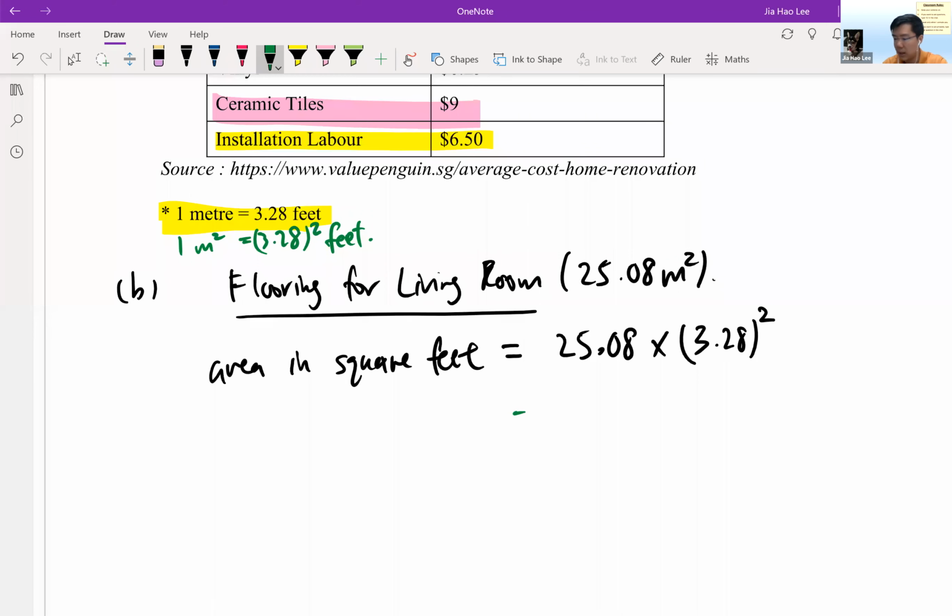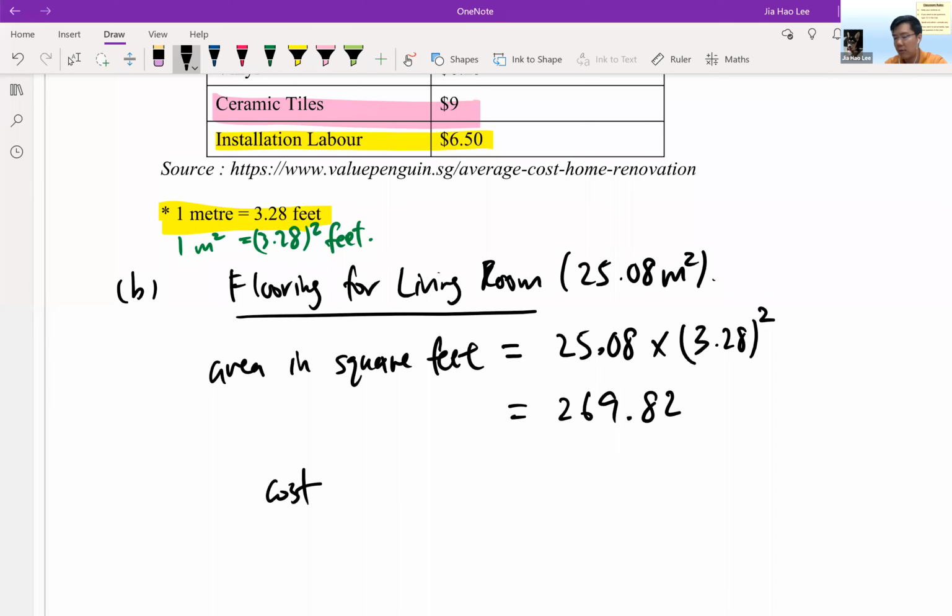As a habit, please always write more than 5 significant figures if you can, because you don't want to have any rounding off error. So I'm just going to write 5 significant figures and leave it like that for now. This is the number of square feet, 269.82. The cost of laying ceramic tiles is $9 per square foot.